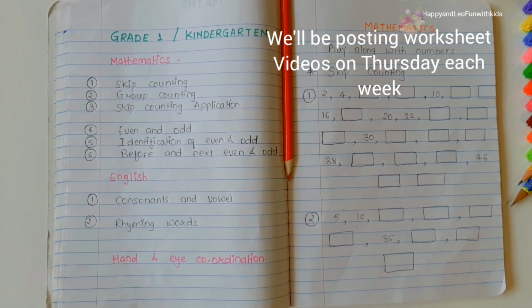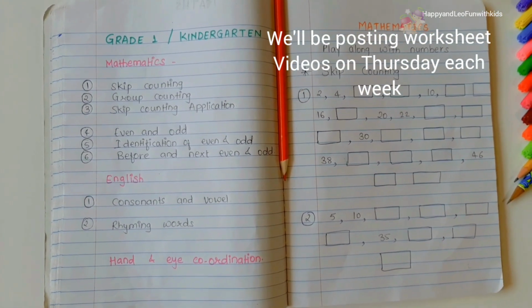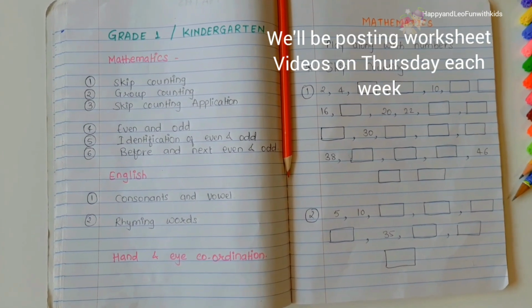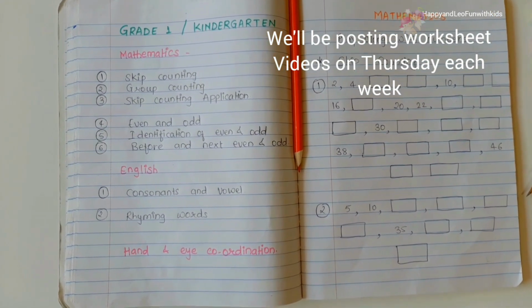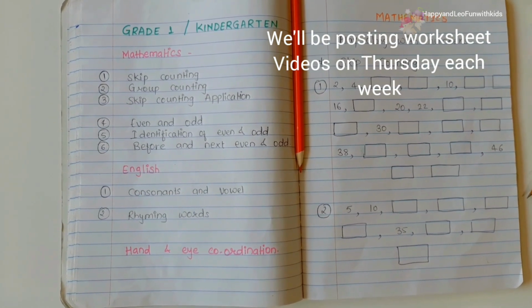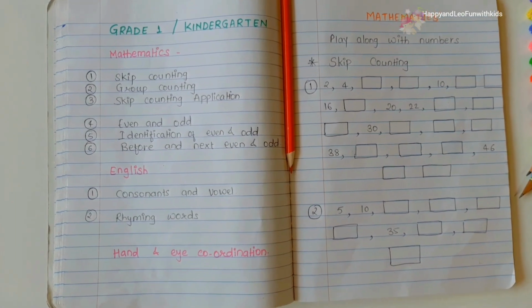Here I would like to share with you a few DIY worksheets for kids of age group 5 to 7. These worksheets I have designed according to the syllabus of kindergarten and first grade. This may be helpful for some parents who are homeschooling their kids. So let's start.